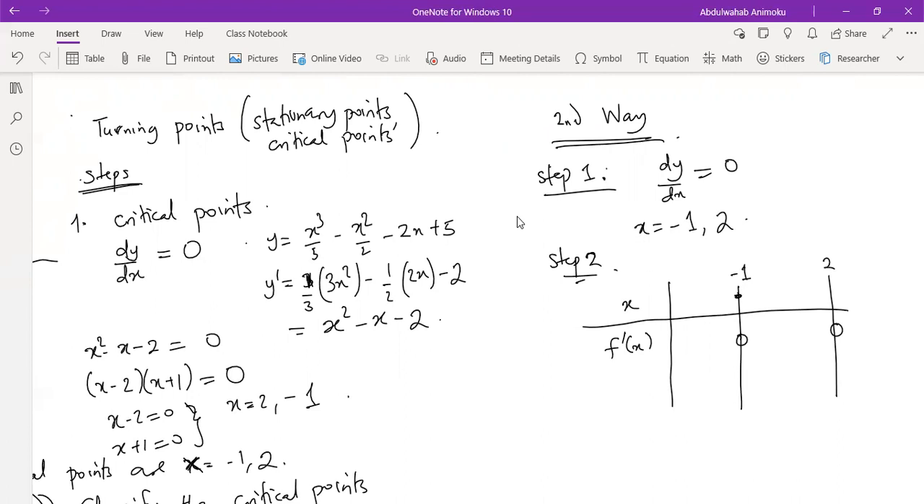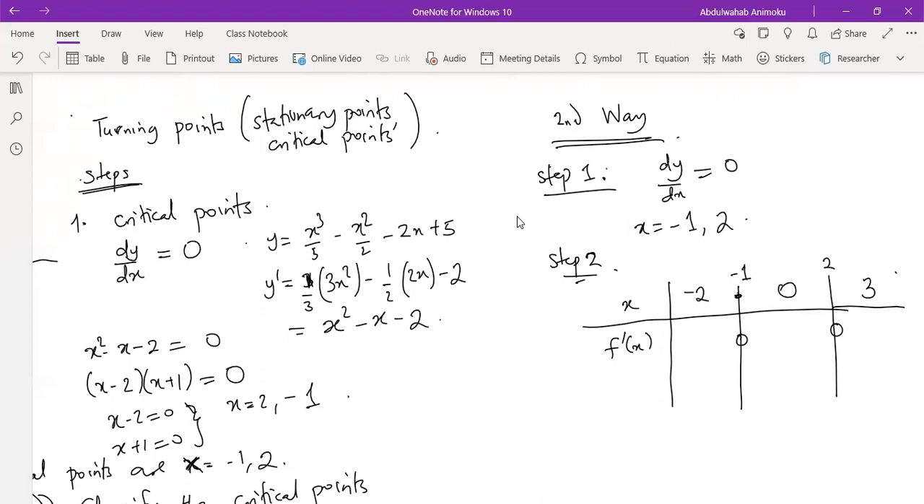Now we pick some points just close to -1. A convenient number to use here will be -2. Now we'll pick a point between -1 and 2. A convenient number will be 0, and then we'll pick a point after 2, which is 3. Now we're trying to understand the derivative at these points.